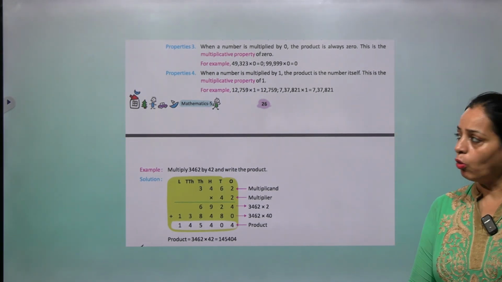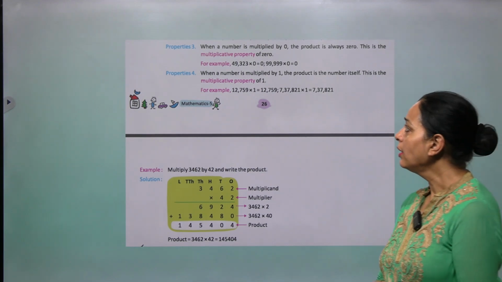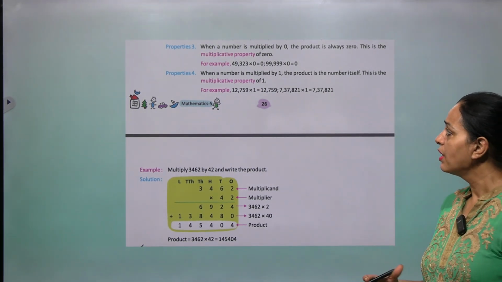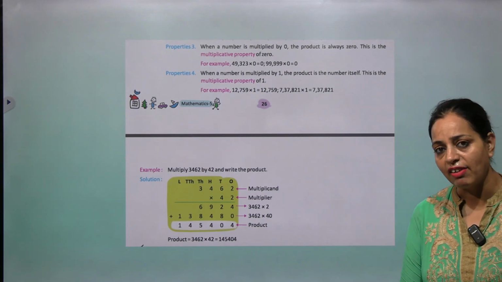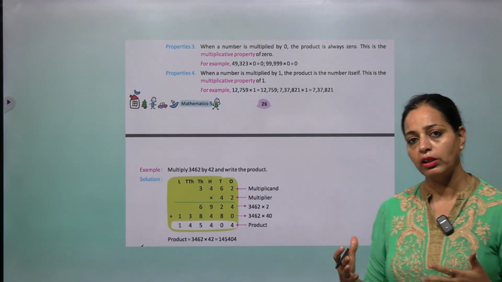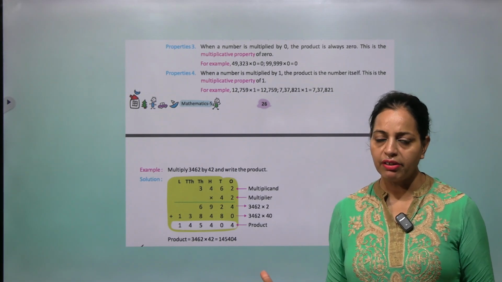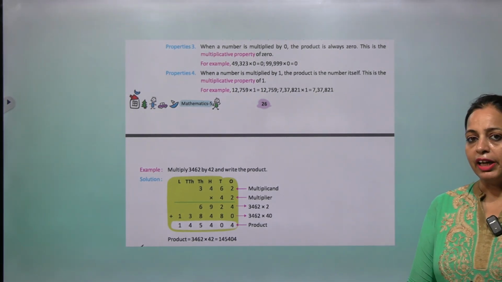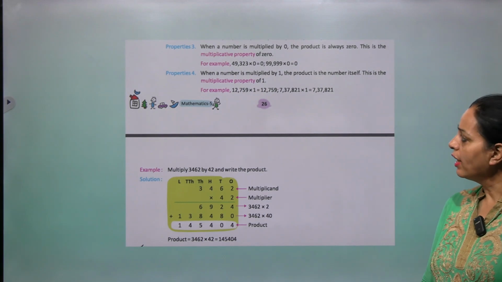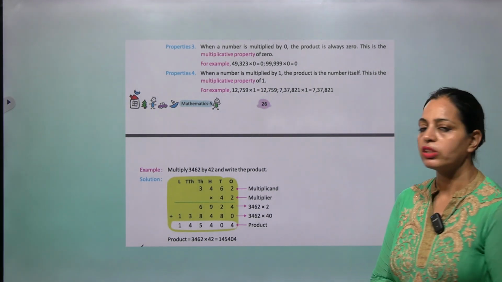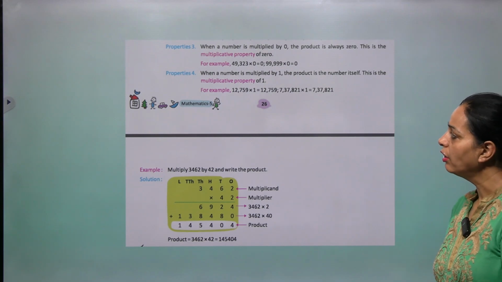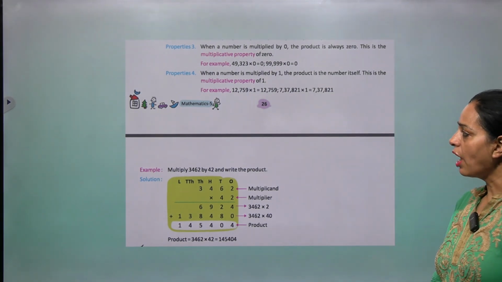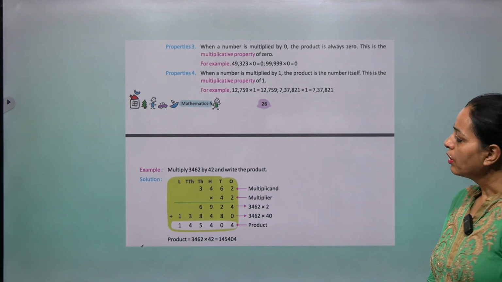Now property 4. When a number is multiplied by 1, the result would be the same. The product is the number itself. The same number will come. 2 into 1 is 2, 100 into 1 is 100, the number remains the same. So this is the multiplicative property of 1. For example, 12,759 multiplied by 1, we get 12,759.